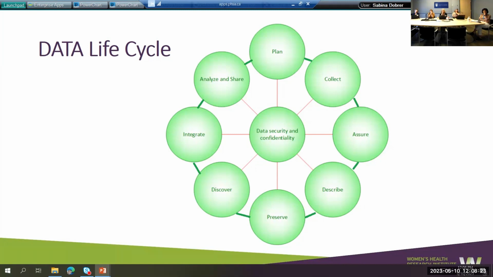After that, we go into integration. Sometimes we have different data sources like survey data and administrative data, and we need to figure out how we combine them together. And at the end, we are analyzing our data, writing our papers, and writing our reports to stakeholders, social media and everything, and we share it with other people. What is important is that all stages of our data cycle are related to data security and confidentiality. So when we plan, collect and discover data, we need to be sure we are using appropriate methods, laws, and rules appropriate for the organization we work with.